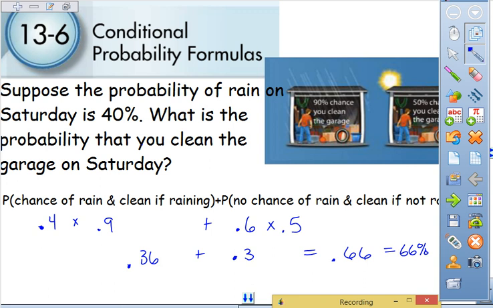Lesson 13.6, Conditional Probability Formulas. Suppose the probability of rain on Saturday is 40%. What is the probability that you clean the garage on Saturday? So here's some extra information.